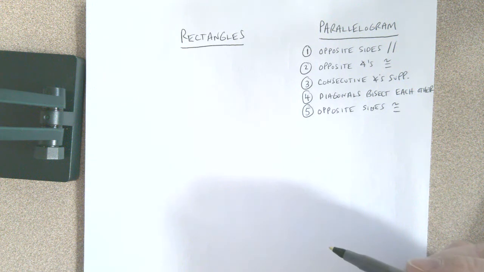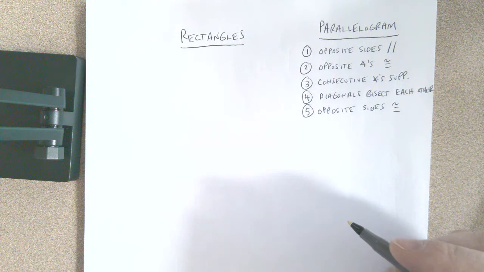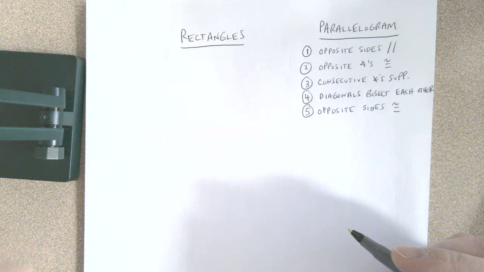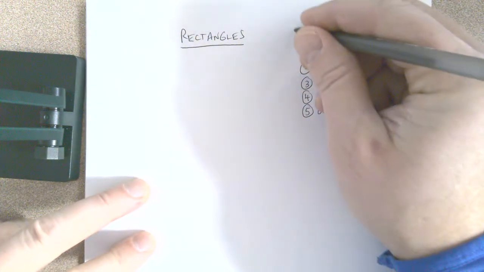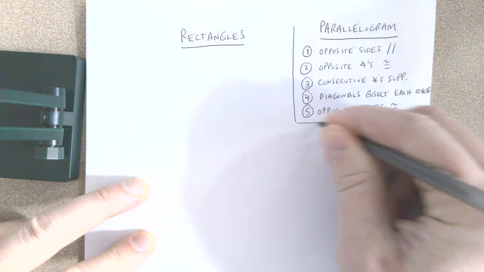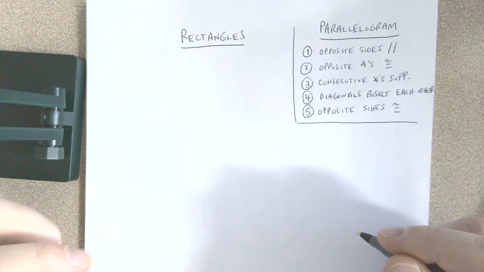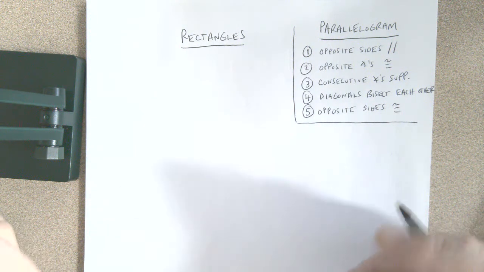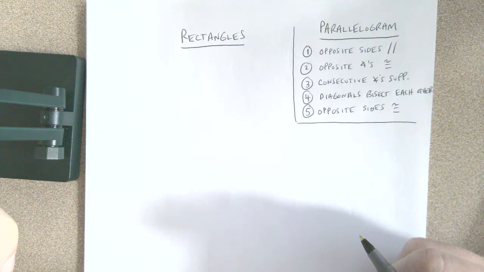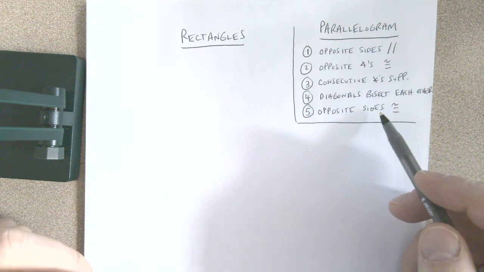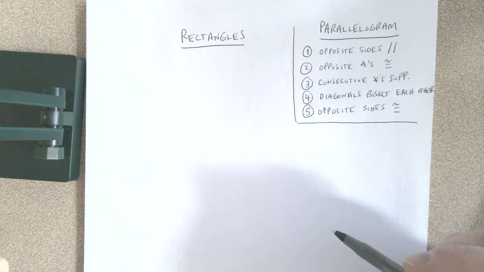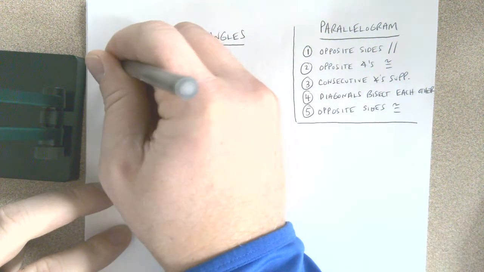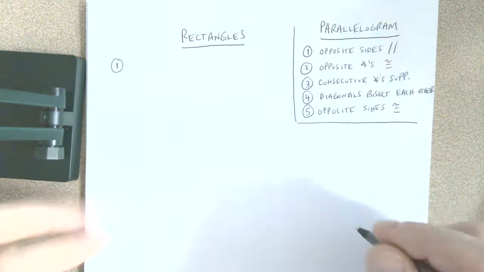The reason that we listed those 5 properties is because these 3 shapes we're going to talk about today, the rectangle, the rhombus, and the square, all 3 of them have these same 5 properties. In other words, they're considered to be parallelograms. Along with these special properties that we list for the 3 shapes, they also have these 5 properties. So let's list the special properties. We'll start with the rectangle.